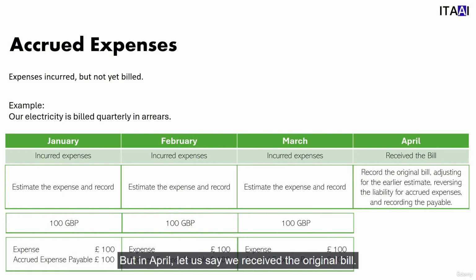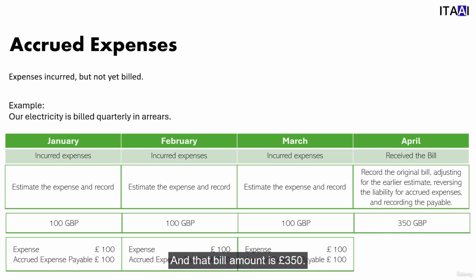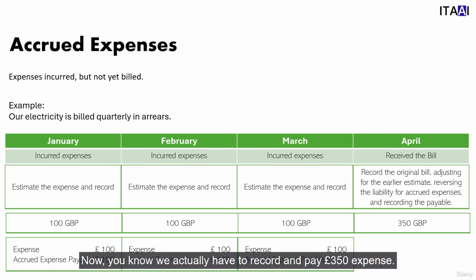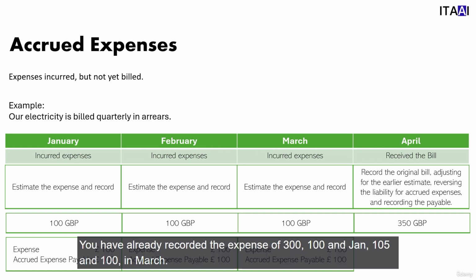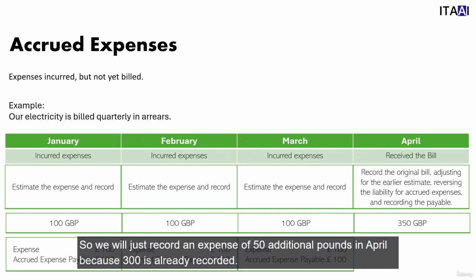But in April, let us say we received the original bill and that bill amount is £350. Now we actually have to record and pay a £350 expense. But please take a look. You have already recorded the expense of 300: 100 in Jan, 100 in Feb, and 100 in March. So we will just record an expense of 50 additional pounds in April, because 300 is already recorded.